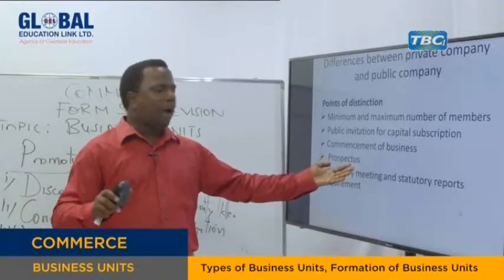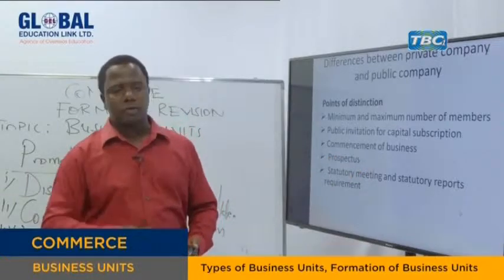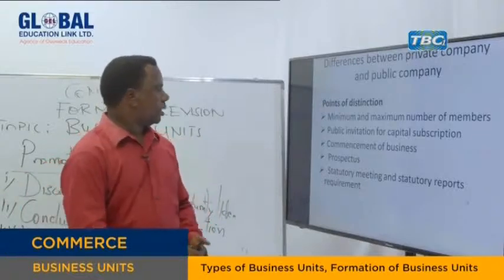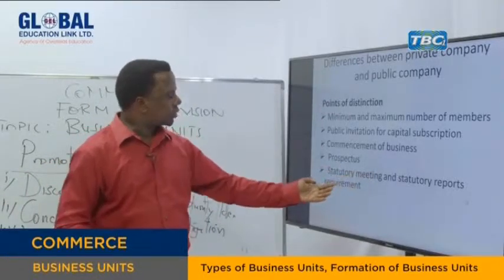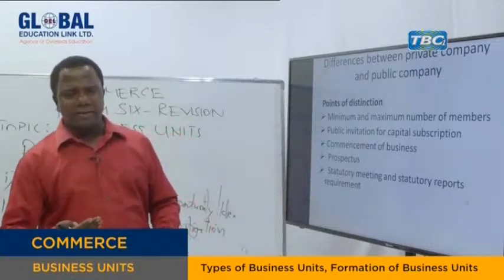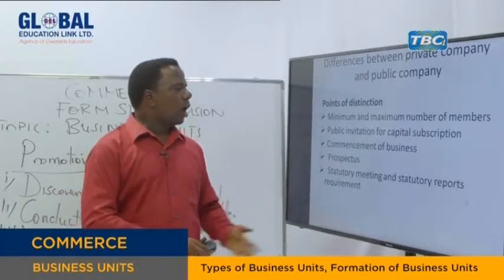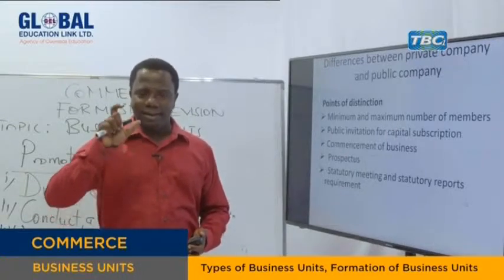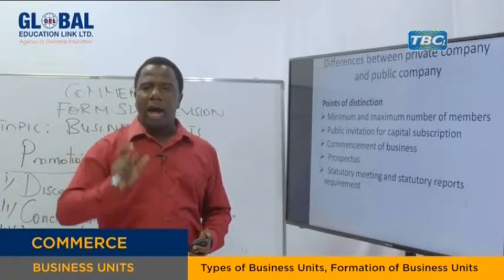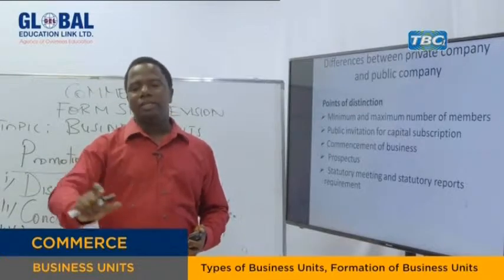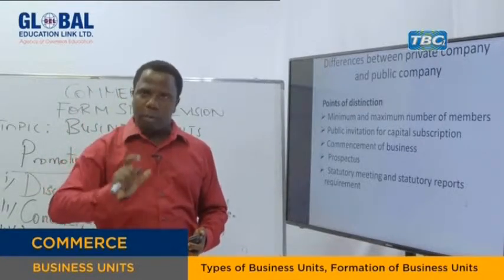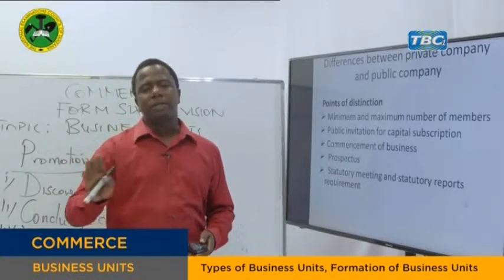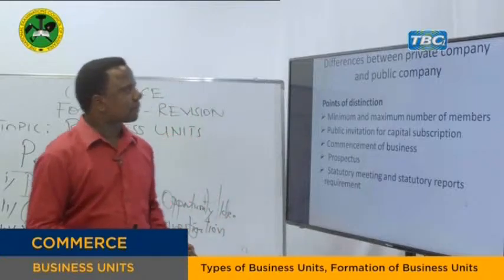Private companies are not required to have a prospectus, while a public company must have a prospectus. Statutory meeting and statutory report requirement. Private companies are not obliged to have a statutory meeting or statutory report, but for a public company it is a must. They are required by law to have a statutory meeting and to prepare a statutory report. Public companies are required by law, but private companies are not.